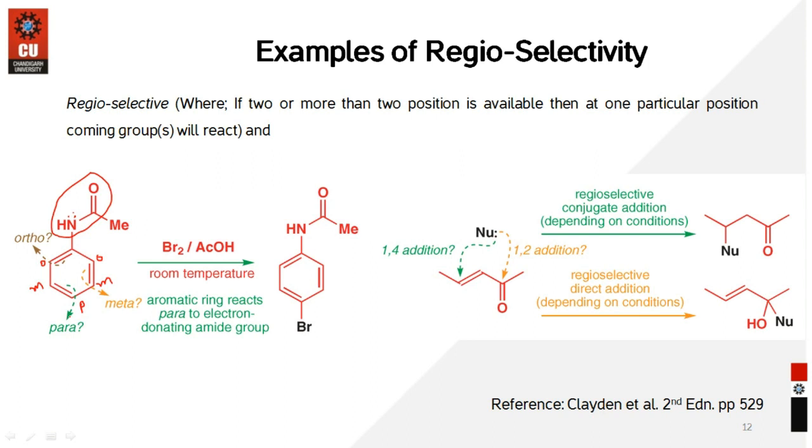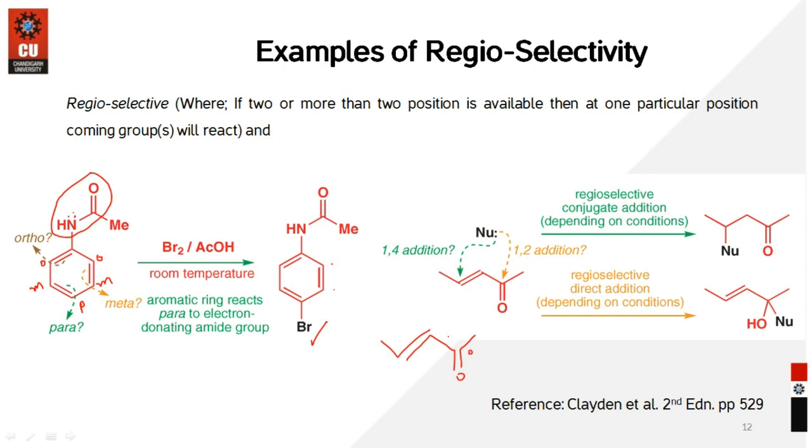We do this reaction in the laboratory also, the bromination of acetanilide, and we get para-bromoacetanilide. So the bromination takes place at the para position only, not at the ortho position and meta position, which remain unaffected. So this is known as a regioselective example.